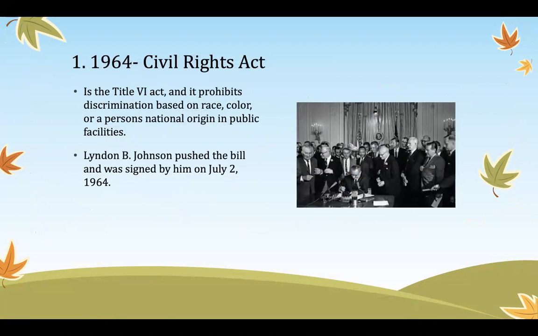So first we start off with the Civil Rights Act. It is the Title VI Act, and it prohibits discrimination based on race, color, or a person's national origin in public facilities. Lyndon B. Johnson pushed this bill, and it was signed by him on July 2nd. Apparently, from what I read, Kennedy started it, and after Kennedy passed away, Johnson really pushed for it and said that if you can honor Kennedy's name, it will be by passing this bill. He signed it on July 2nd, 1964.